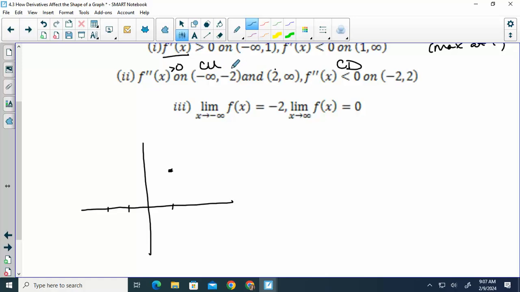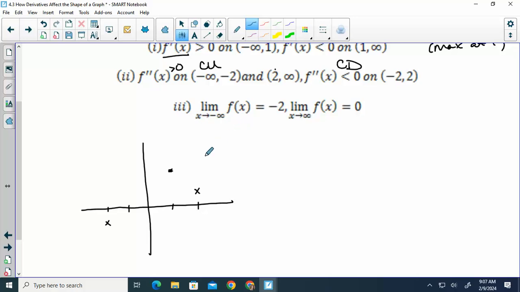So negative 2 and 2 are what we call inflection points. They are places where the concavity of our graph changes. Usually on my graph, I kind of mark those with an X. I don't know y values, but I know we're going to change here and then at 2 again, so maybe here.